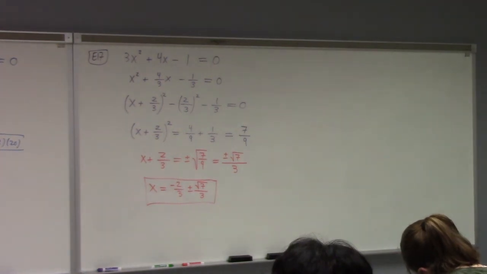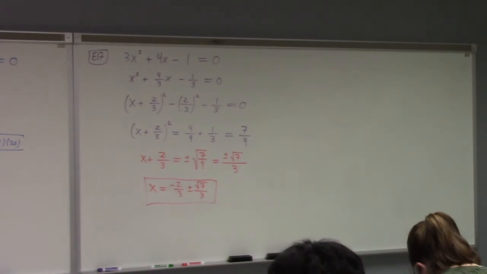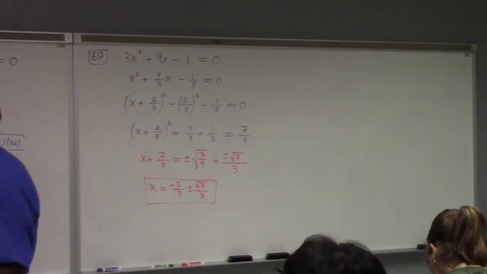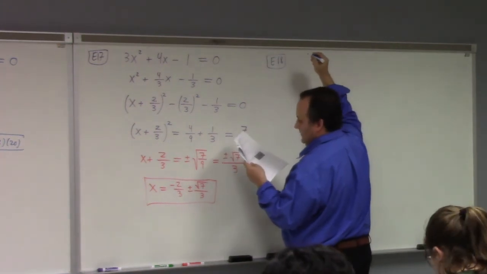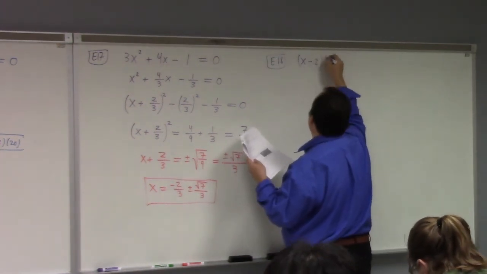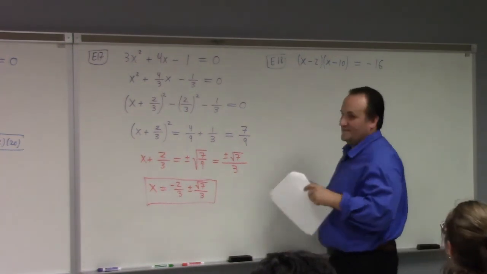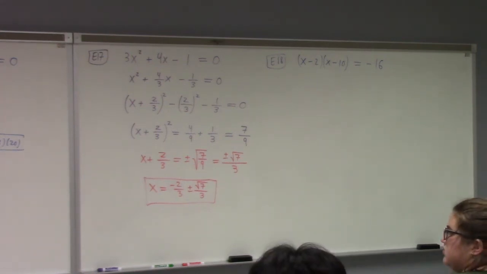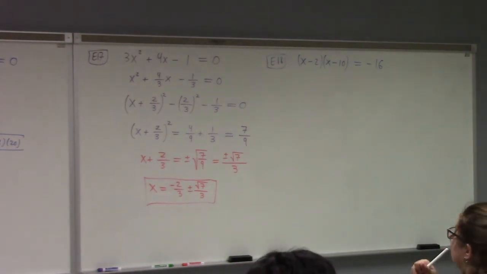Let's see if I can find another problem for us to work here. Yeah, this one's a little bit different. Let me give you fair warning, we'll use the quadratic formula for this one because it tells us to. Here it's got x minus 2 times x minus 10, and this allows me to talk about a trap. Sometimes if you're sufficiently sleepy, you might be tempted to go, oh, the product of x minus 2 and x minus 10 is minus 16. That must mean that one is 4 and one is minus 4, right?